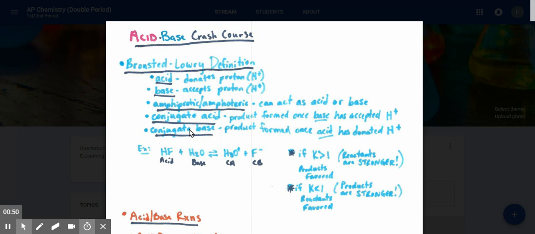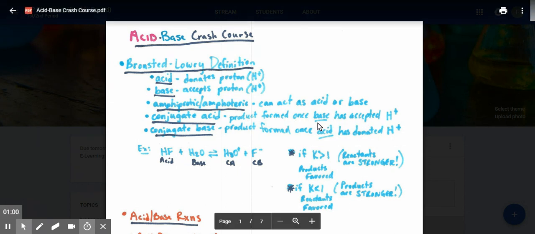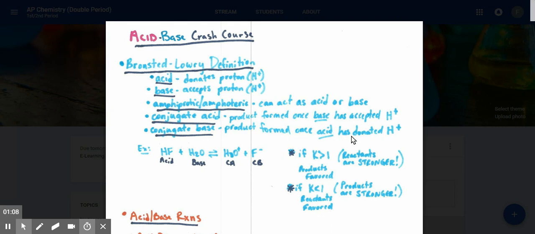You also have to know some terminology with conjugate acid and conjugate base. A conjugate acid is the product that's formed once the base has accepted the H+. So it's your product, what the base turns into once it has accepted the H+. Your conjugate base is the product that's formed once the acid has donated an H+.